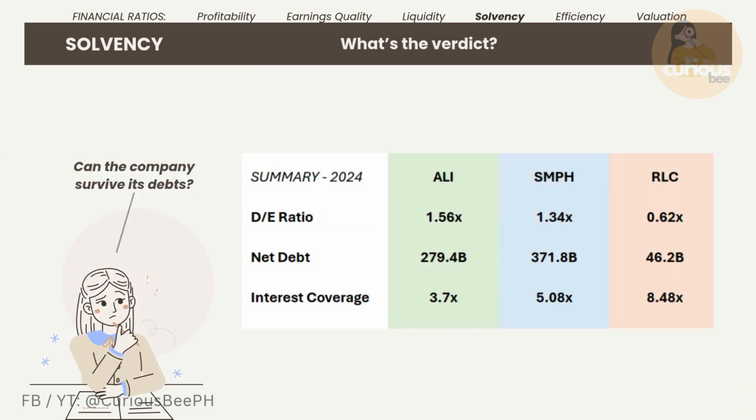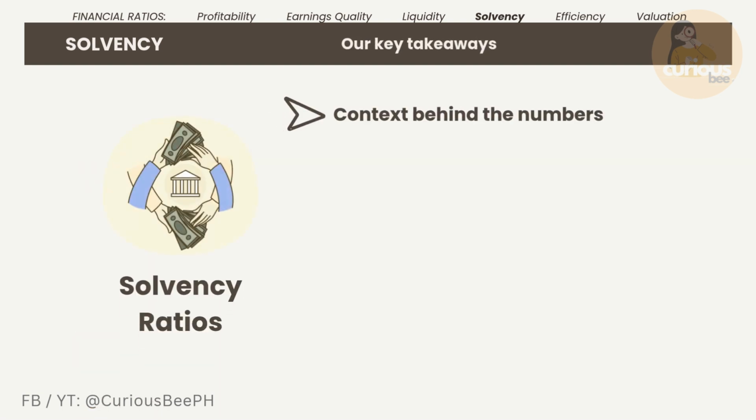For debt to equity and net debt, the lower, the better. But for interest coverage, the higher, the better. So it appears that the second competitor has better ratios. So does this mean the second competitor is the better company? Not yet. We need context behind the numbers.